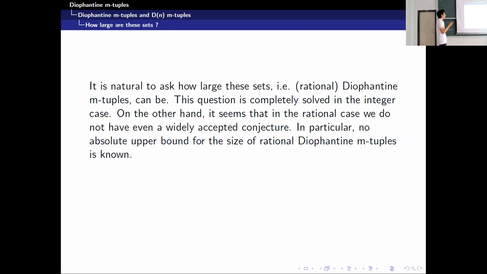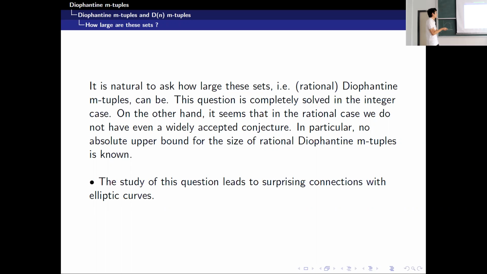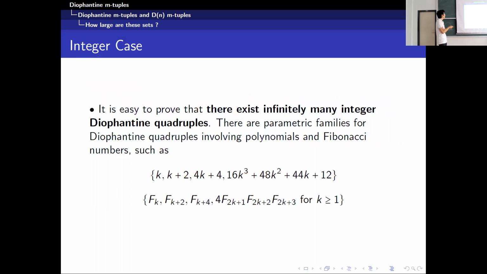There is no accepted upper bound conjecture for the rational case, but these questions are related to elliptic curves, and elliptic curves actually make this topic more interesting. First, look at the integer case. It's easy to prove that there exist infinitely many integer Diophantine quadruples because there are parametric families involving polynomials and Fibonacci numbers. You can see an example here.